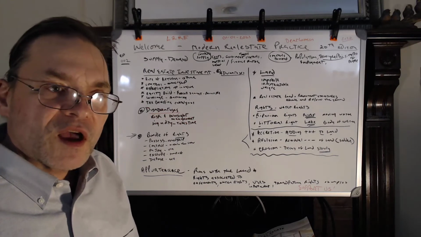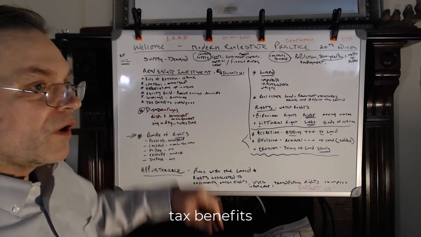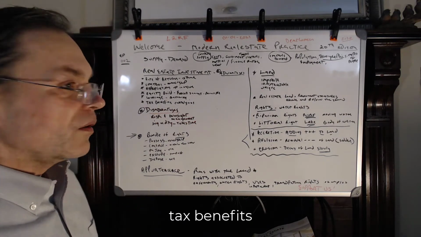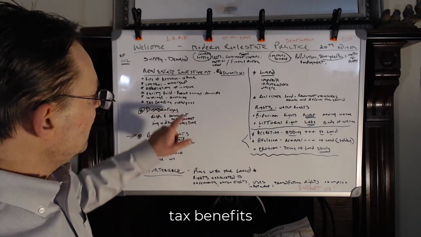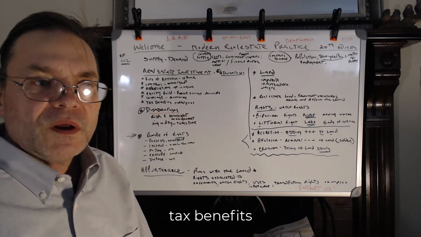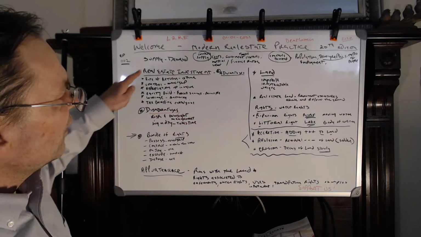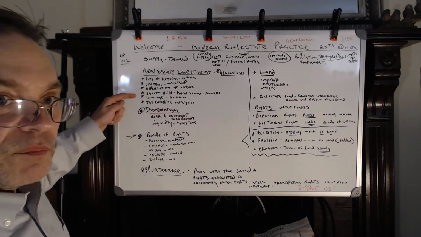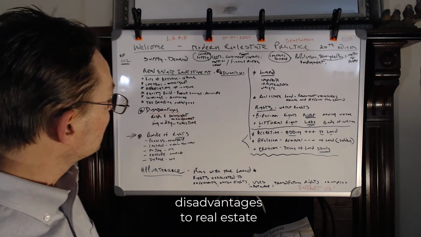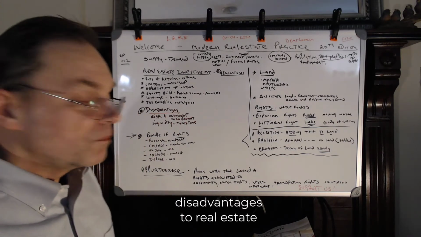Offsetting taxes and also write-off of interest, for example, are a benefit. The capital gains on a primary residence is a benefit. So with real estate investment, these are a list of benefits for you, advantages of owning real estate. Going also through the disadvantages.